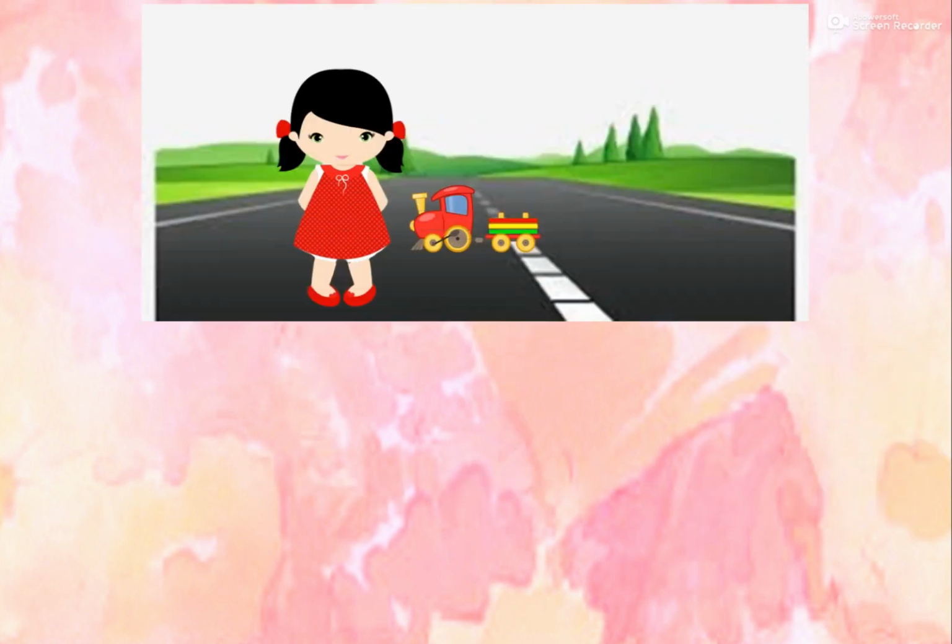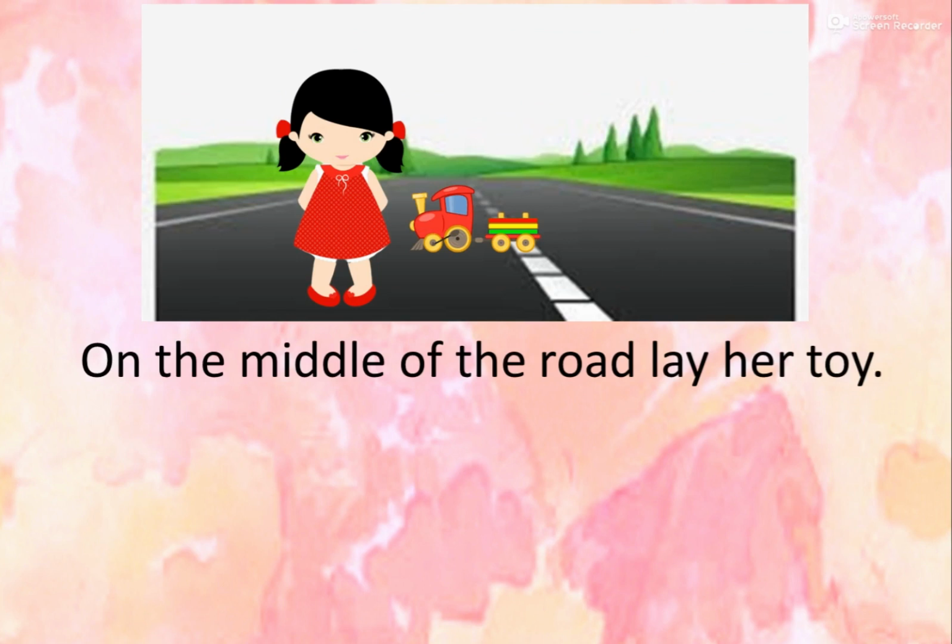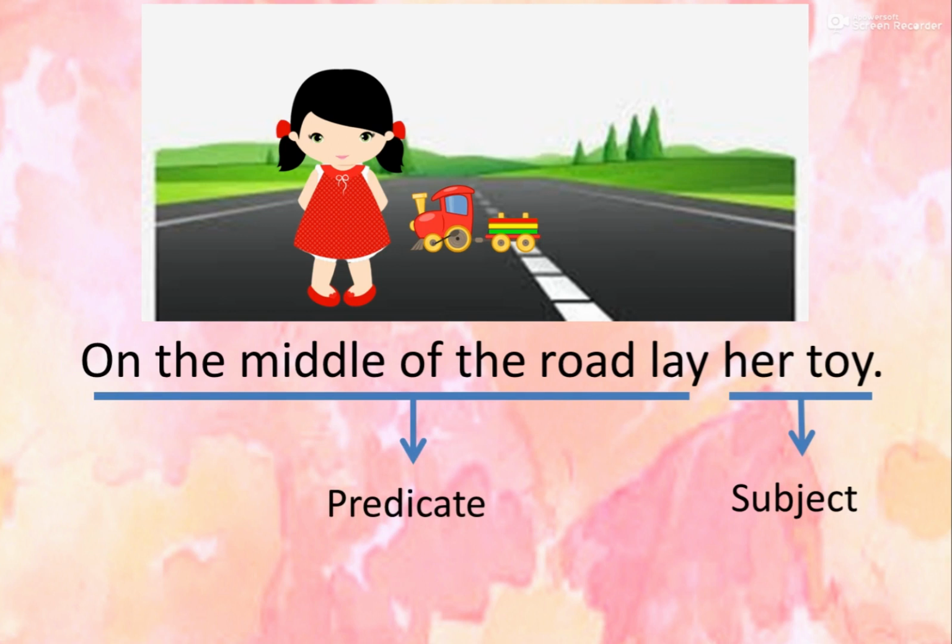Second example. "On the middle of the road lay her toys." Here, what is the subject? Yes, very good. The subject here is her toys, because we are talking about her toys, while "on the middle of the road" is the predicate. Okay?